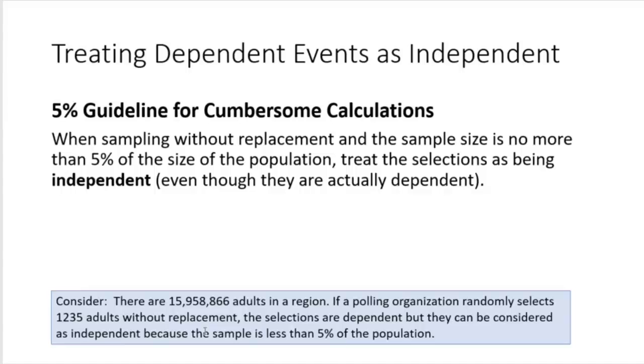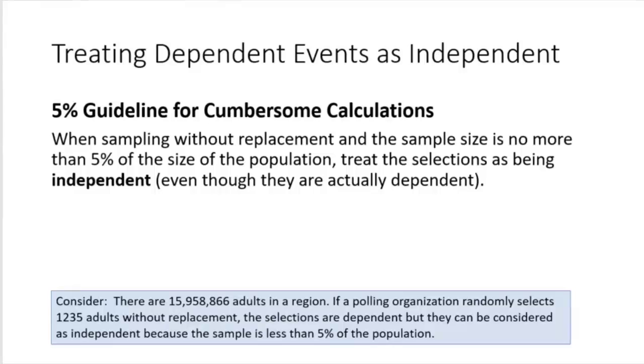That sounds like I'm not giving you enough information to do the problems, but what's going to happen is you're going to have some homework questions that just give you something, and they'll ask whether we can treat this as independent. And so you just need to double check to see if it's 5% or less than 5%.